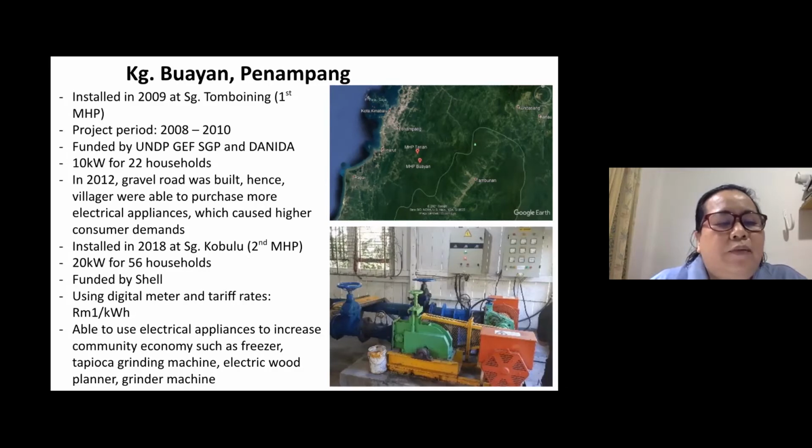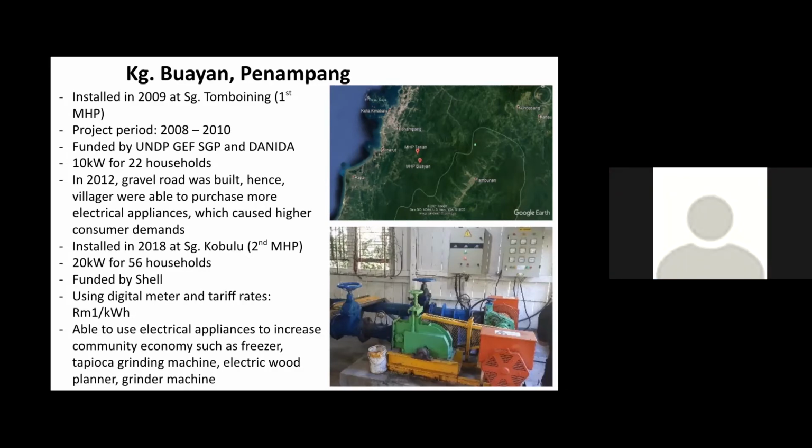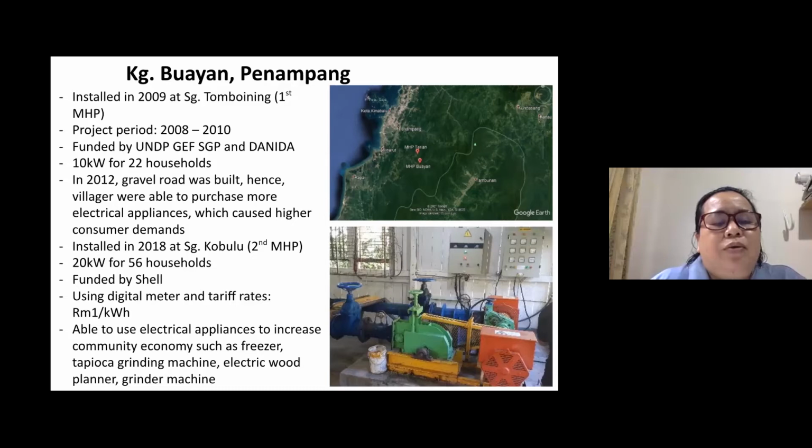But unfortunately, in 2018, the system broke down due to lack of funds to maintain it. Also, the owner of the powerhouse decided to take back their land, so we had to move to another place for the project. In 2018, it was funded by Shell, so we built another micro hydro project of 20 kilowatts for 56 households. They are using digital meters and a tariff of about 1 ringgit per kilowatt.